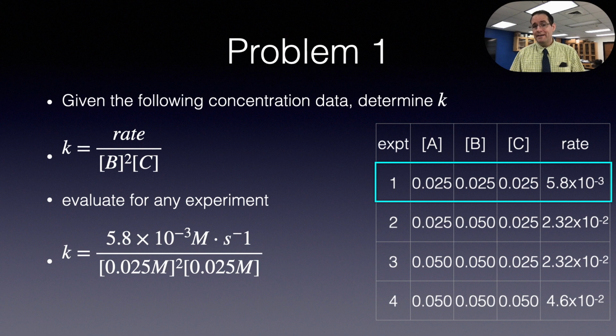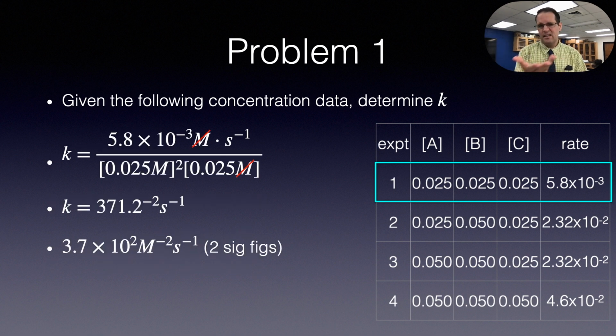And you will want to make sure that you cancel units here, okay? So molarity, one of them cancels, as I'm showing here in the animation, okay? And so you're going to be left with seconds to the minus 1. And in the bottom, you're going to be left with molarity squared, which is inverse molarity squared. And so what I'm going to do is write it out like this. 3.7 times 10 to the 2, molarity to the minus 2, seconds to the minus 1. Okay? So here's the final answer.